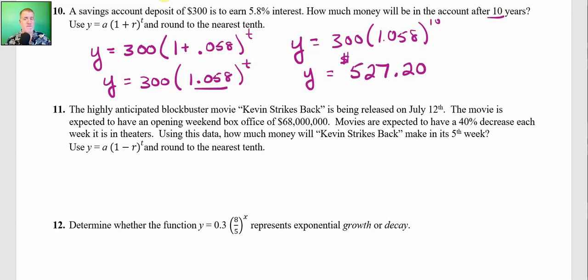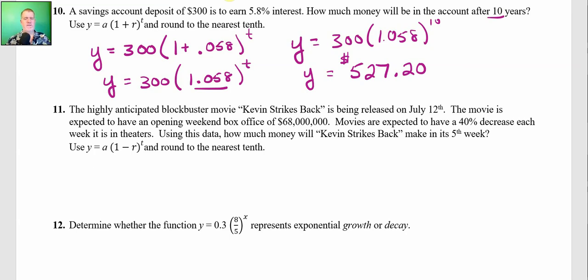So, smart move. Instead of putting $300 in there, try to put $3,000 in there. That way you have over $5,000 in 10 years, and you did absolutely nothing. All right, I try to get 5.8% interest. It's not easy to do.